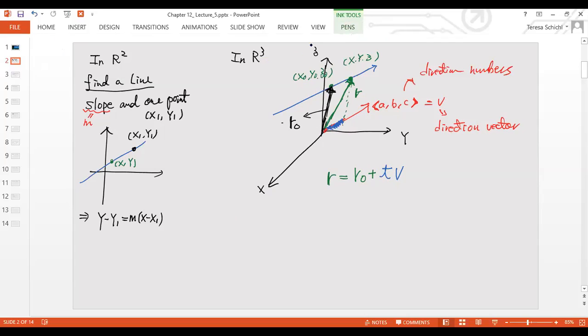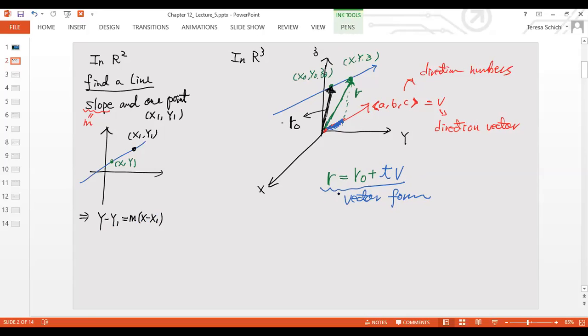All right, so let's take a look. This is the vector form. How do we define the line? What is R0 here? R0 is the vector to the point the line is going to go through. What is V? V is the directional vector. So it's very similar to here, right? It's a point and a slope, but here we call it the direction.